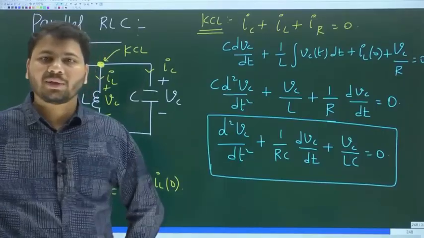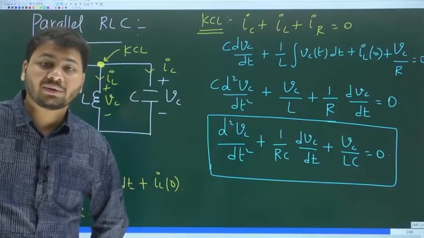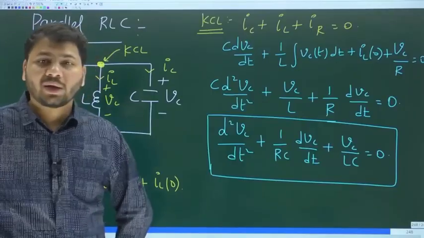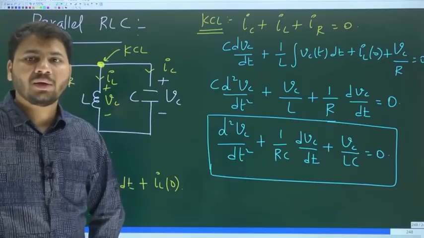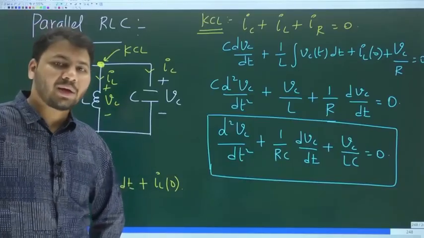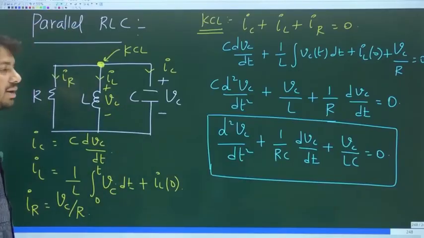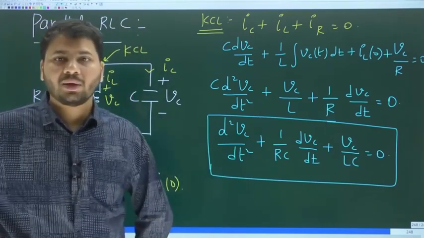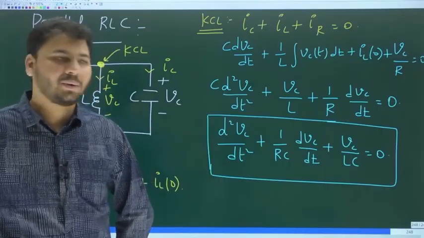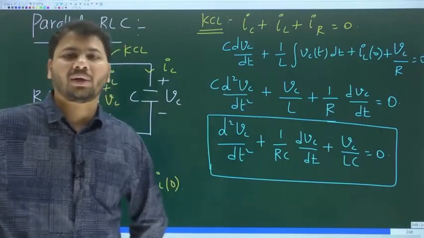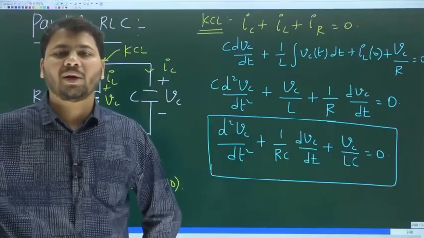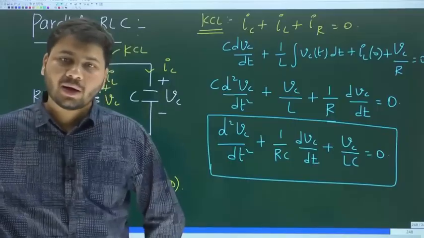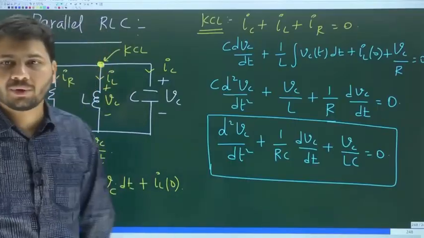So what kind of equation is this? Is it not a linear second order differential equation? Yes or no? Because it is a linear second order differential equation, even our parallel RLC circuit should be called as a second order circuit. RC circuit is a first order circuit. Because for RC circuit, what was that equation? RC dVc by dt plus Vc equal to 0. And now we have a second order differential equation.